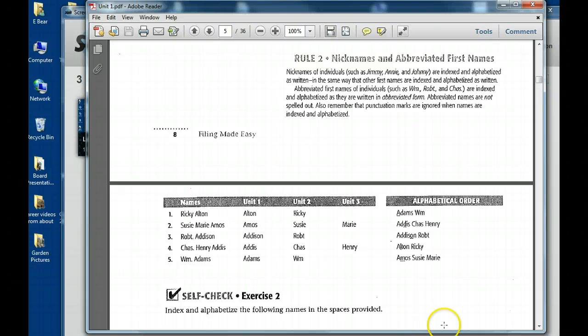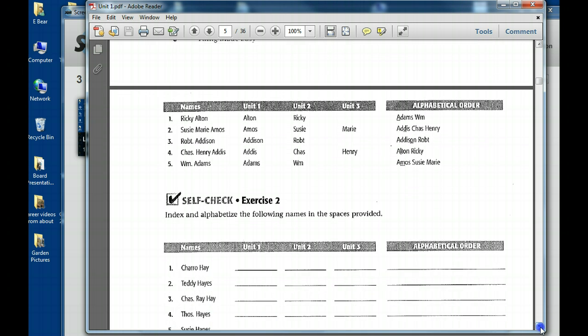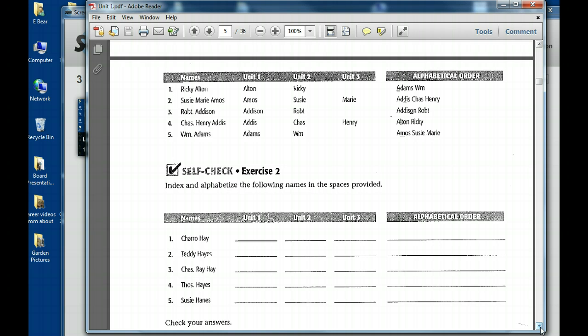You're going to use the same procedure that you used with exercise 1. You first put all of the last names into Unit 1, the first names into Unit 2, and the middle names into Unit 3, if there is one. Then decide what order the names will be listed in order to meet alphabetical order.